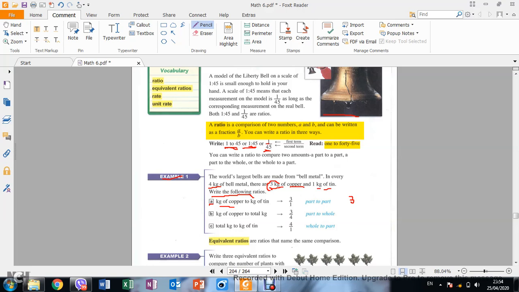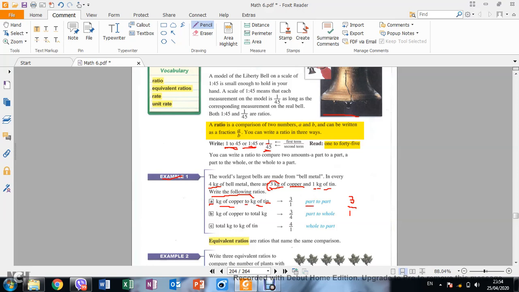I use fractions. The second one is always the denominator. 1 kilogram of tin. Tin means how many kilograms we have? We have 1 kilogram, so over 1. So this is part to part, what does that mean? It means the copper and the tin are contained in the 4 kilograms of metal. So this is part to part.